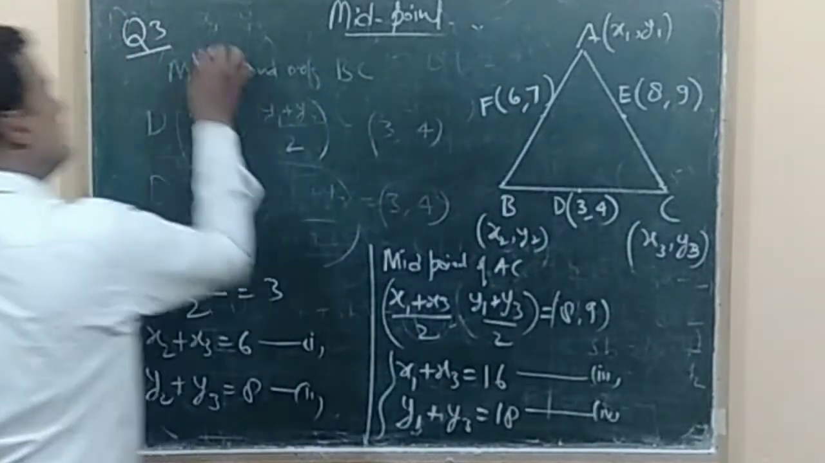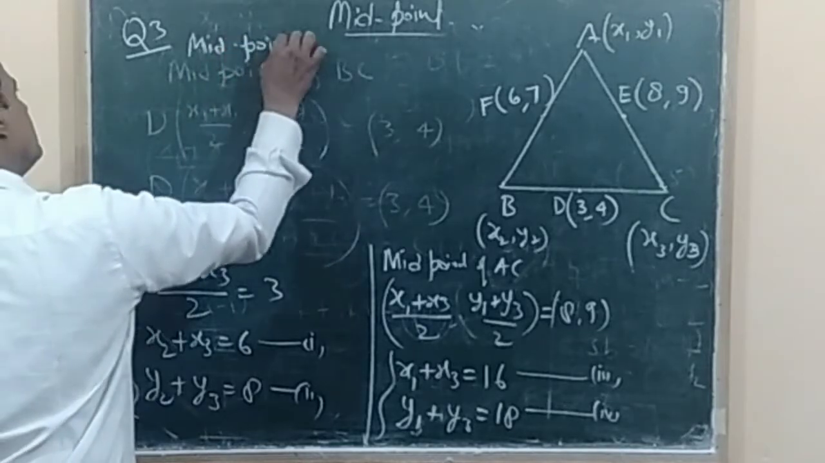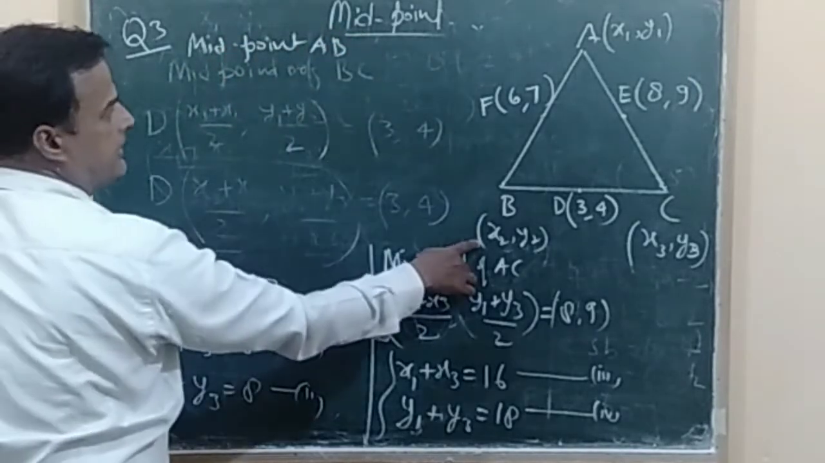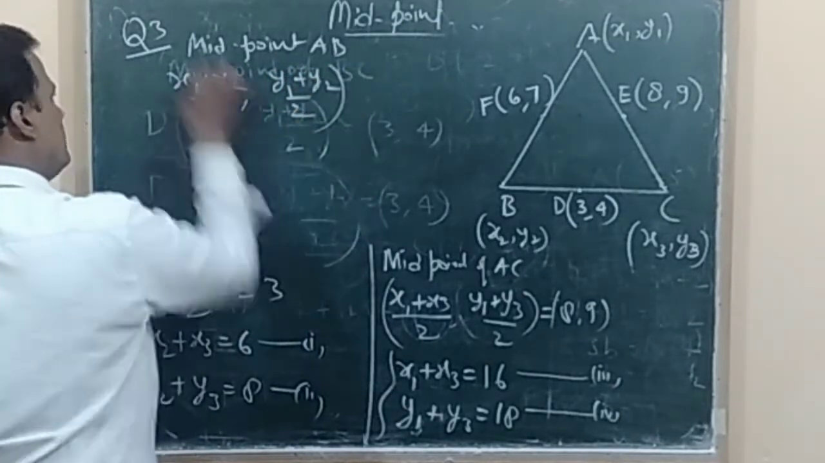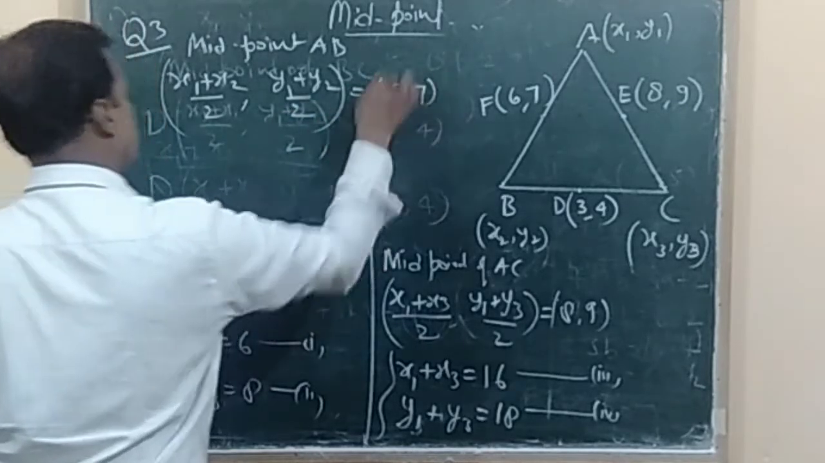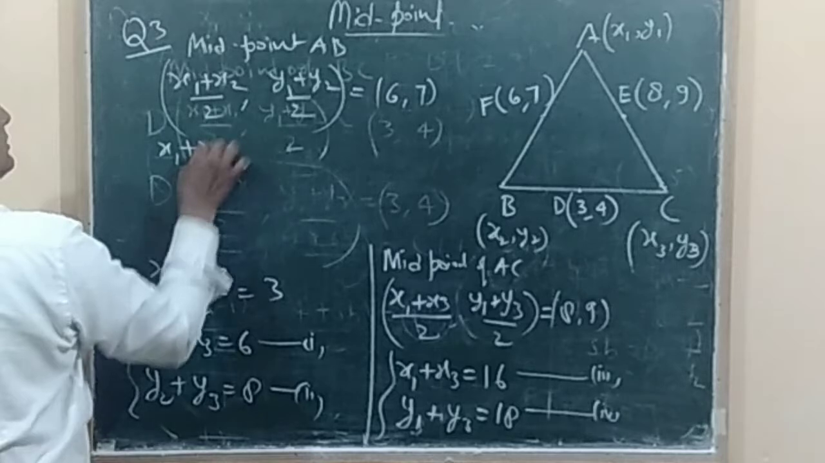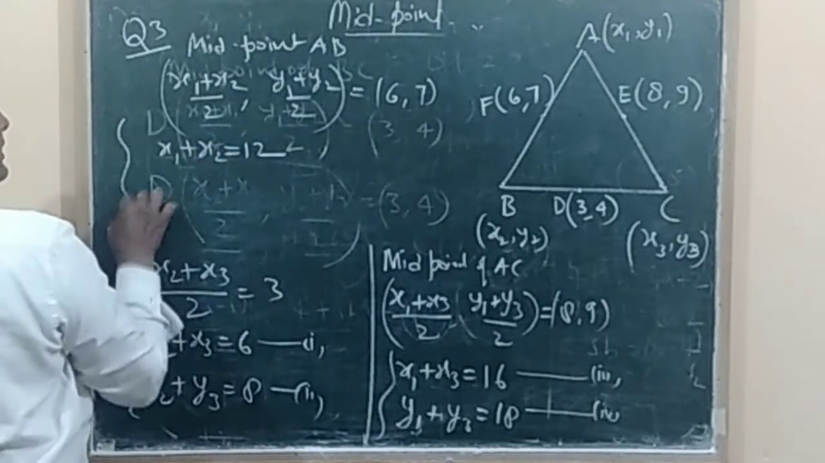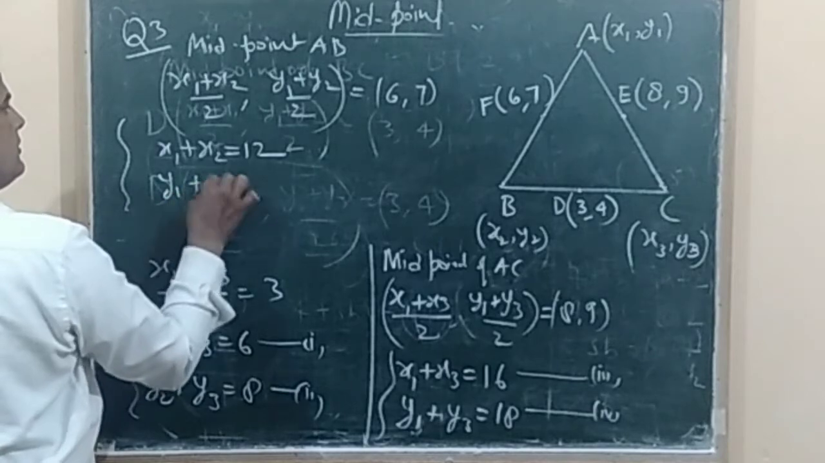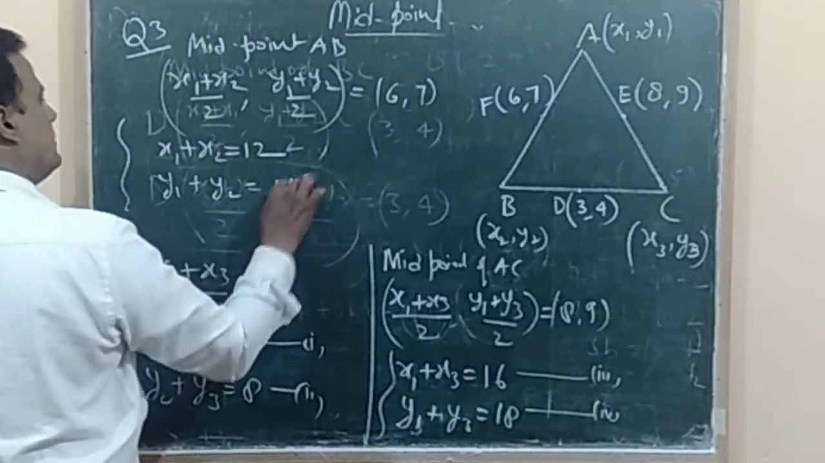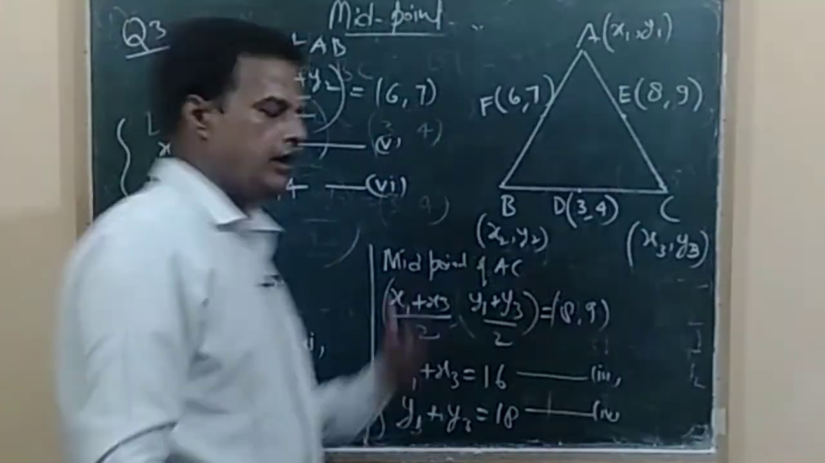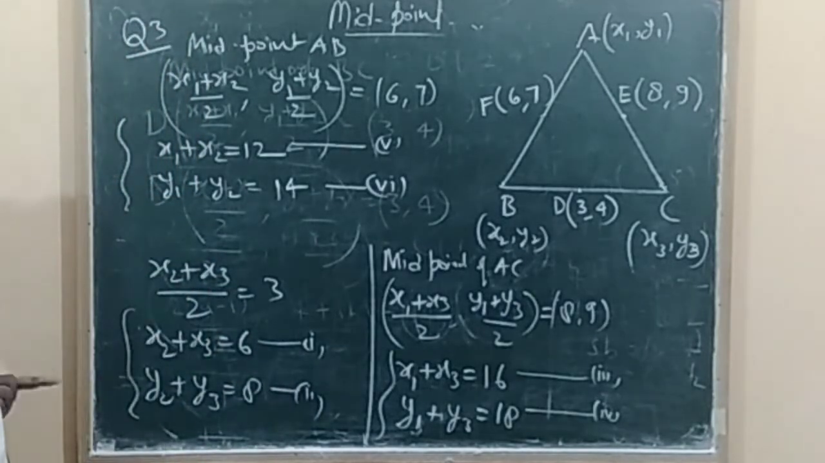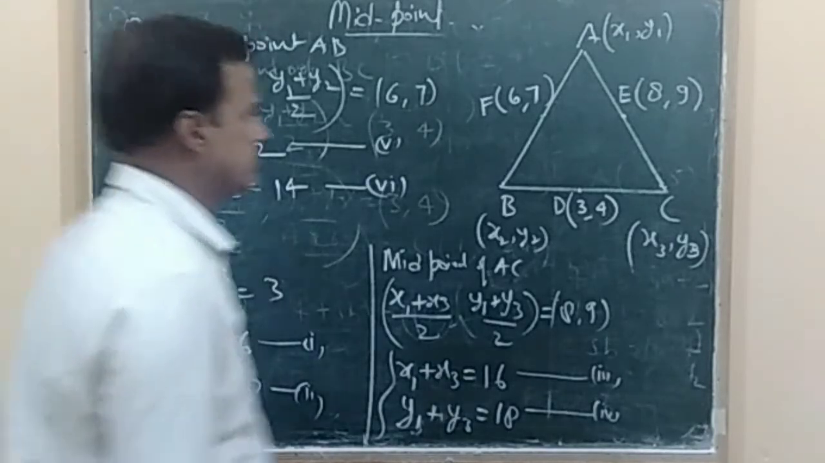Now the midpoint of AB, which is (x1 plus x2) by 2 comma (y1 plus y2) by 2, is given as (6, 7). By comparing we get x1 plus x2 equals 12 and y1 plus y2 equals 14. This is equation number 5 and this is equation number 6. We have 6 equations, and by solving these we can find x1, x2, x3 and y1, y2 and y3. How to solve these equations?